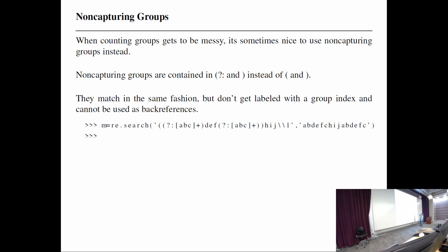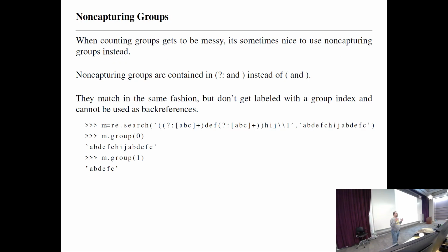So I have ABDEFC as the first part, followed by HIJ. And then since this first outer group is a capturing group, the back reference refers to the whole pattern and has a repeat of the ABDEFC. All right, so this is a way to write patterns that reduces the load of having all these capturing groups when you don't really need to use the back reference. So my group 0 is the whole match. Group 1 is that first subpattern, and I don't have any way of getting the other.